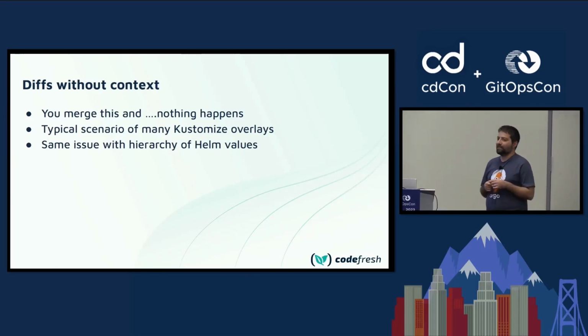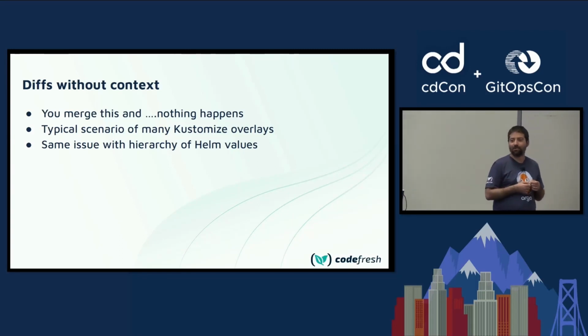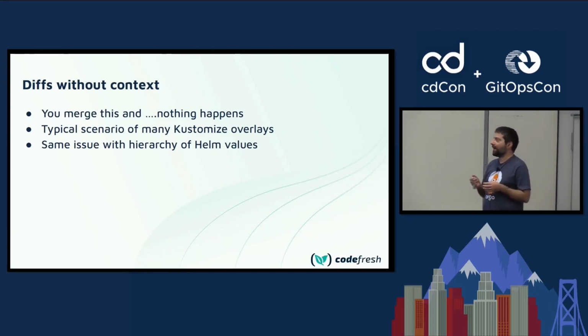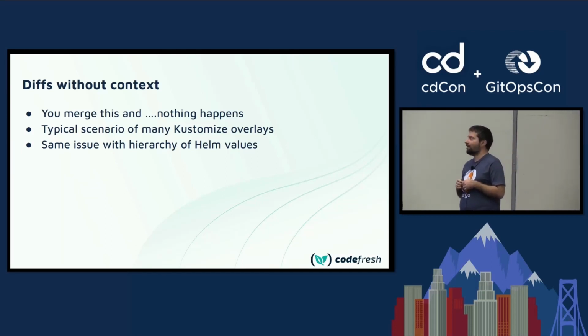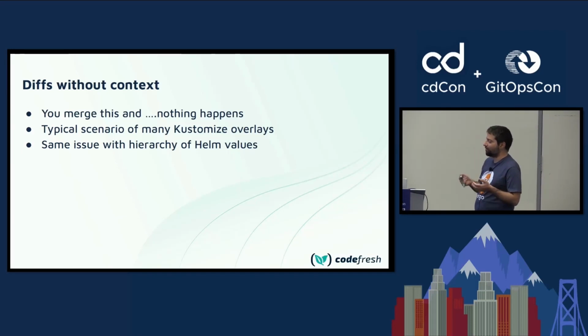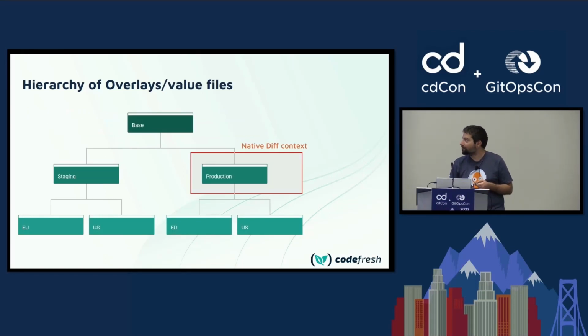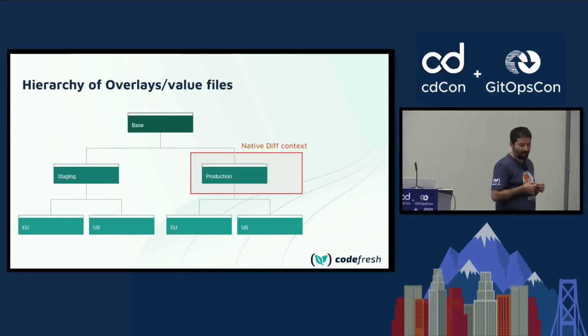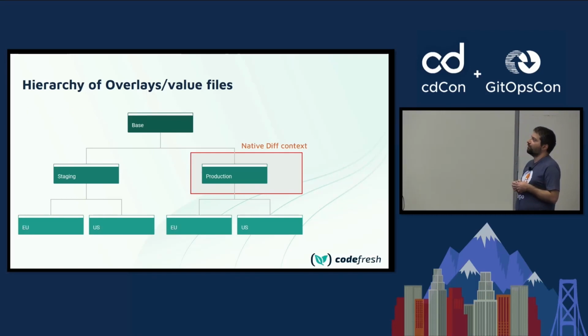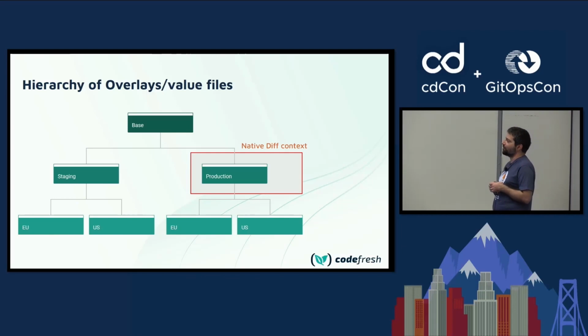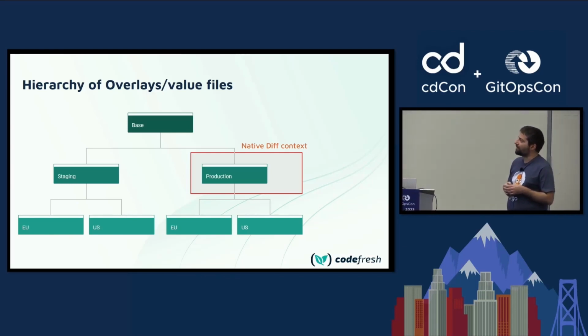And nothing happens because, let's say you're using Kustomize. You change this file in a Kustomize overlay, but there was another Kustomize overlay downstream that had an override in the replicas field, and your change did absolutely nothing. The same thing can happen with Helm values. So this is the scenario we're talking about. You have a structure of Kustomize overlays. This is your base overlay, and then you have overlays for staging and production, and they have downstream overlays for different regions. Or you can imagine the same example with Helm values, and they have hierarchies.